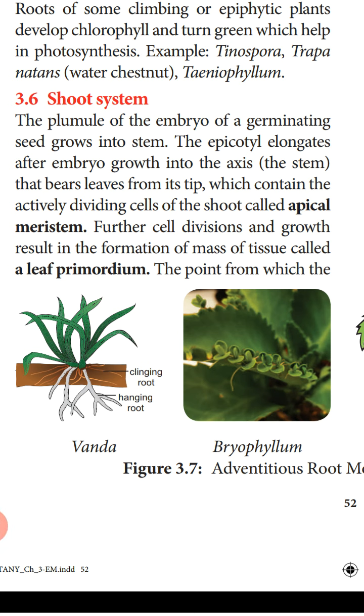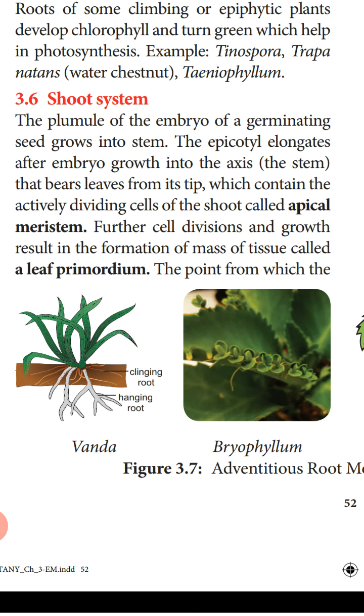In the previous class, in vegetative morphology, we studied the root system. We studied that when the seed germinates, the radicle comes out, and the radicle develops into the root. Okay, now today we are going to study the shoot system.